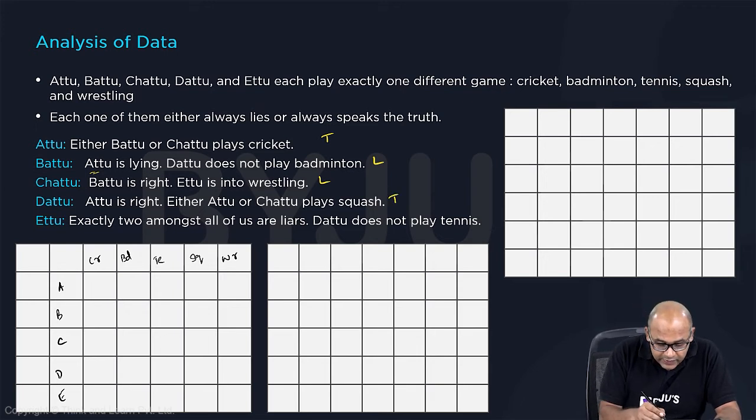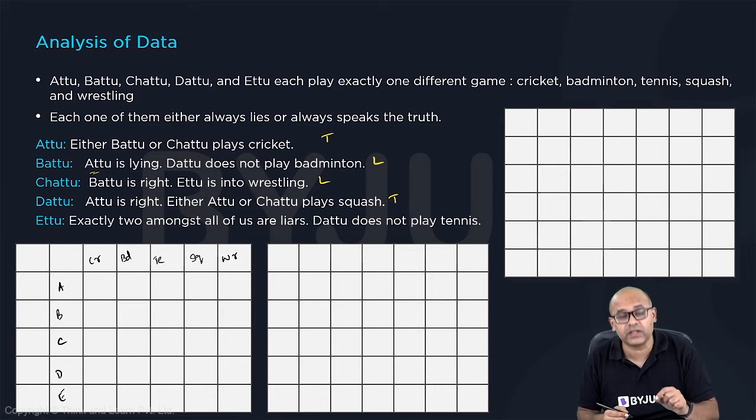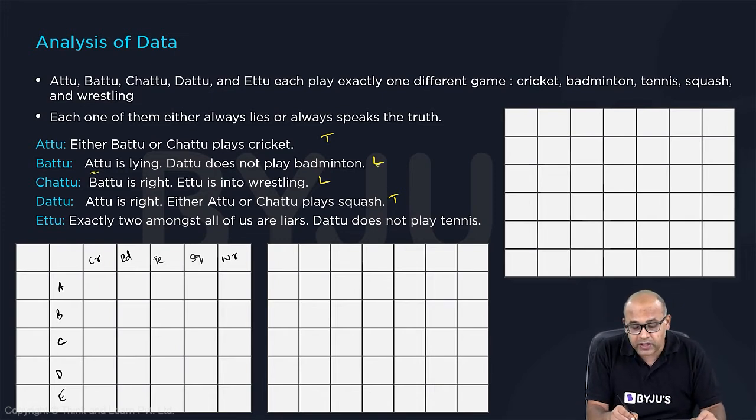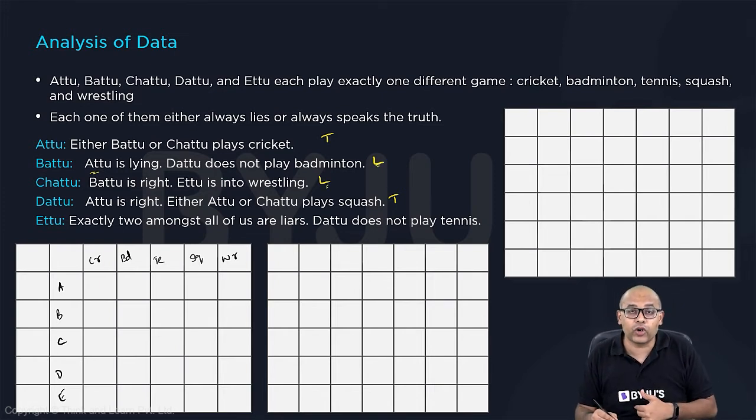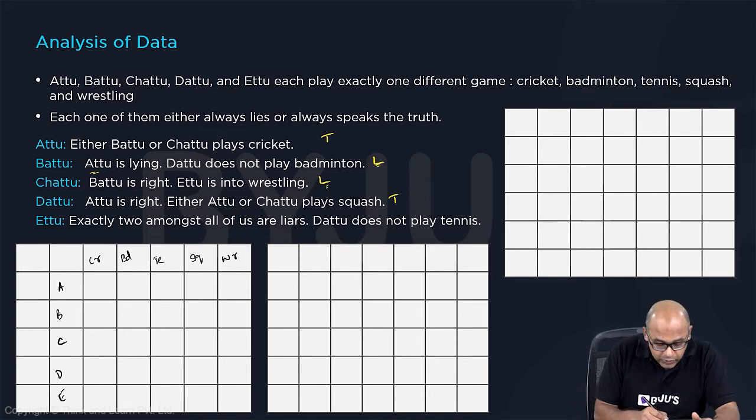Now let's fix the table based on this, because E says exactly 2 amongst us are liars. We already have 2 liars, but we don't know whether E is telling the truth or not. If he's telling the truth, then the 2 liars are done, so he has to be a truth teller. If he's lying, then there are 3 liars, including himself, and obviously his statement that there are 2 liars is wrong. So first, let's write down what is in front of us based on the information that we have.